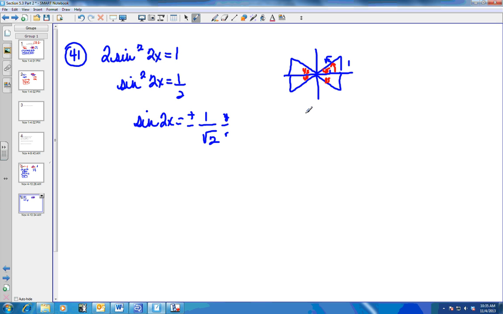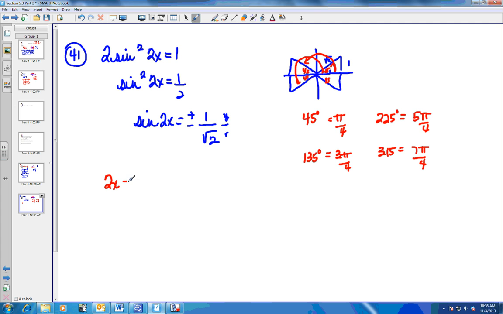So I'm going to list my answers. They're 45 degrees, or pi over 4. 180 minus 45, or 135 degrees, or 3 pi over 4. This one right here, so 180 plus 45, what is that, 225, or 5 pi over 4. And then all the way around, 360 minus 45, or 315, which is 7 pi over 4.